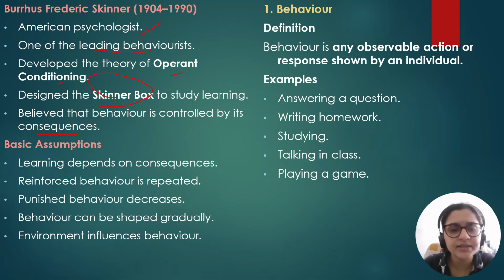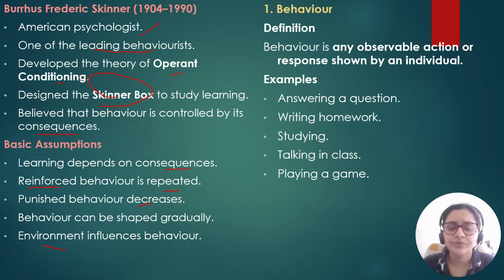What are the assumptions? Learning depends on consequences. Reinforced behavior, that means if you are rewarded or praised repeatedly, such behavior will be repeated. Punished behavior will decrease. Behavior can be shaped gradually, it cannot be shaped all at once. Environment plays a major role in influencing the behavior.